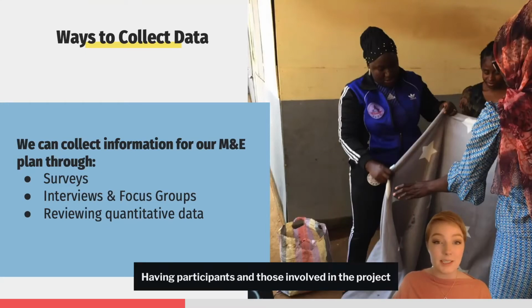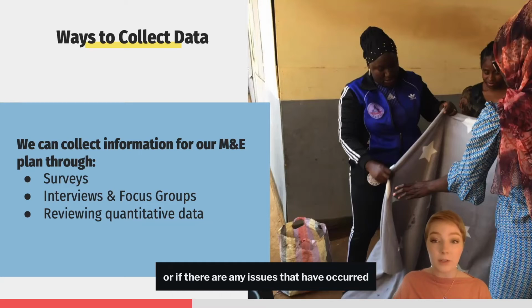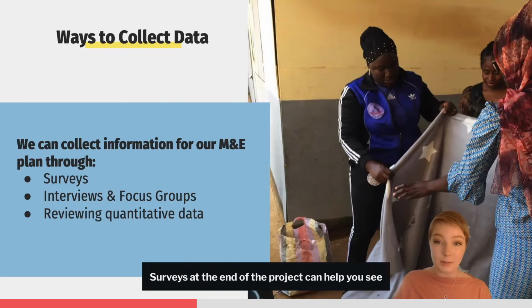Having participants and those involved in the project complete a survey in the middle of the project can help you see if any changes need to be made or if there are any issues that have occurred that will need to be addressed. Surveys at the end of the project can help you see what areas need improvement and what was successful. Now let's look at interviews and focus groups.